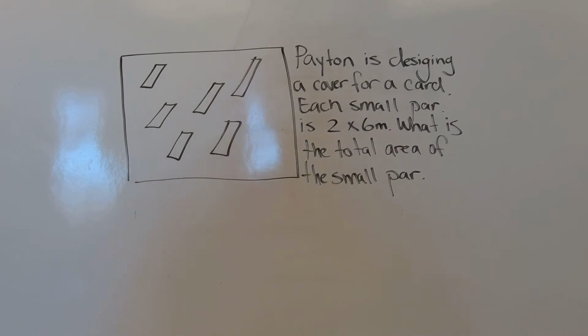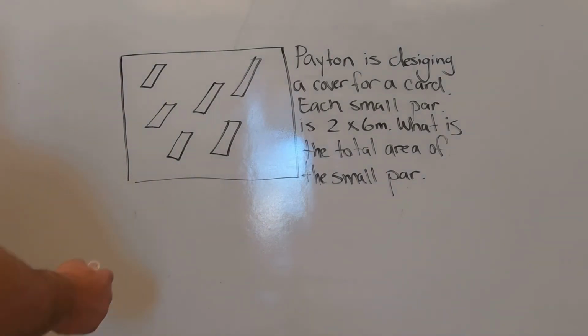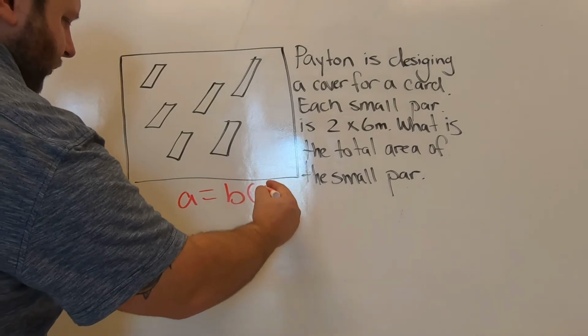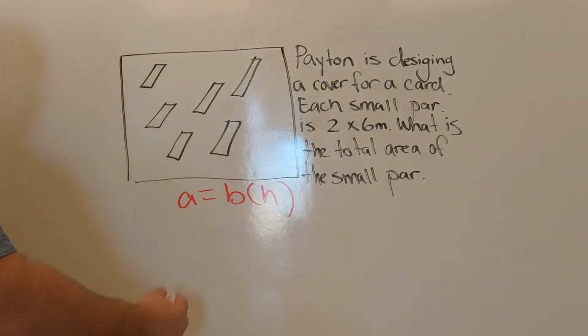Each small parallelogram is 2 by 6 meters. So what is the total area of the small parallelograms? The first thing we need to do, when we get a question like this, is find the area of one of them. So let's go with area equals, that same formula I told you we're going to use a lot, base times height.